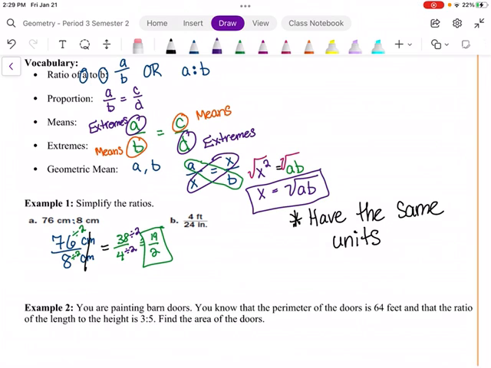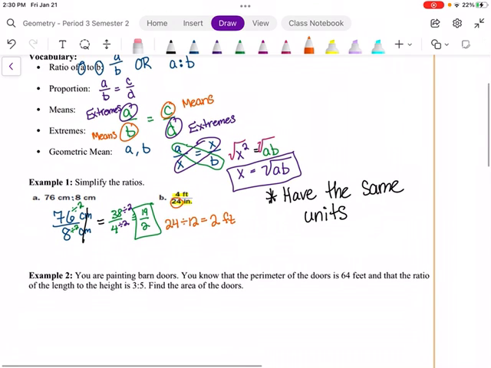You'll notice in this problem here, we have feet and inches. So we're going to have to change one of those numbers so that they're in the same unit. You could either change the feet to inches or the inches to feet, whichever works for you. For this one, I'm going to change the inches to feet. To go from inches to feet, you're going to divide by 12. So 24 inches is equal to 2 feet. Then I'm going to rewrite my ratio so that we have the same units.